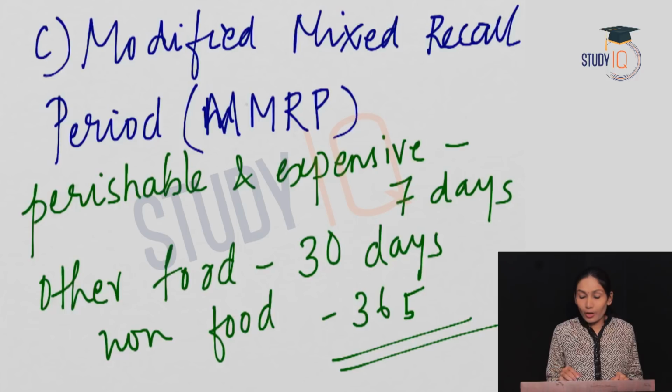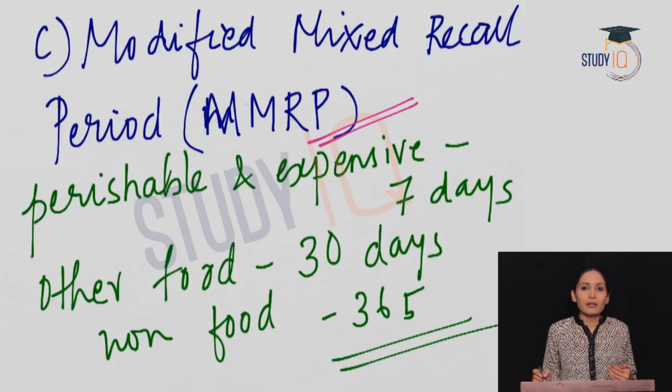This method is adopted in order to improve the quality of the data. But this is a very difficult method of estimation for the sample survey office. And this was used only once by the NSSO.